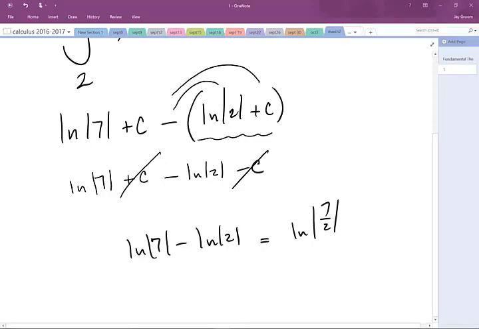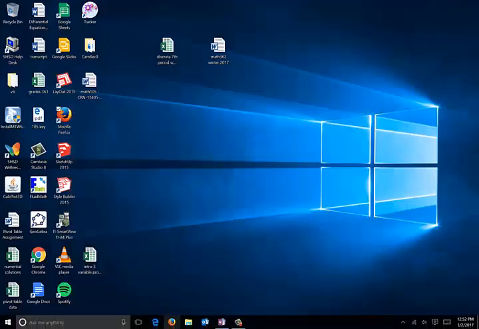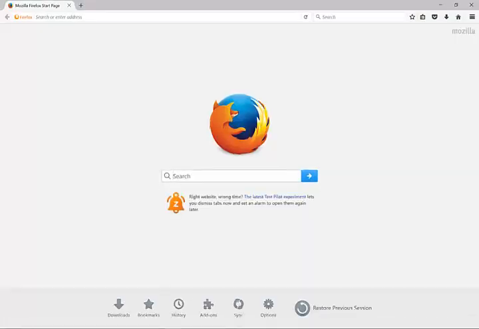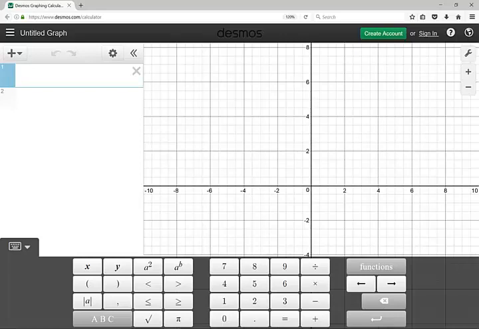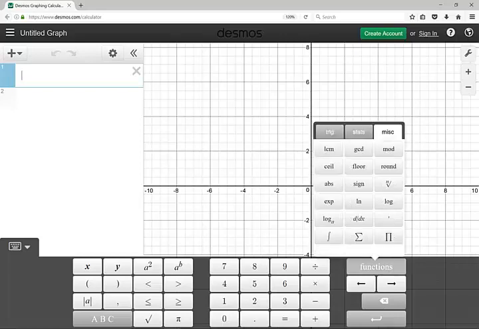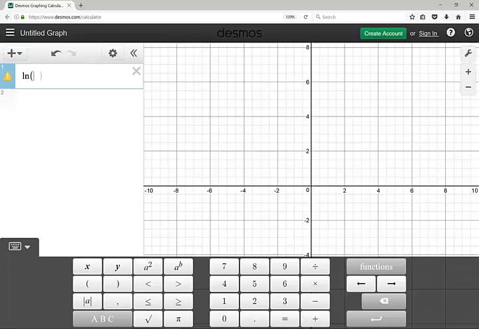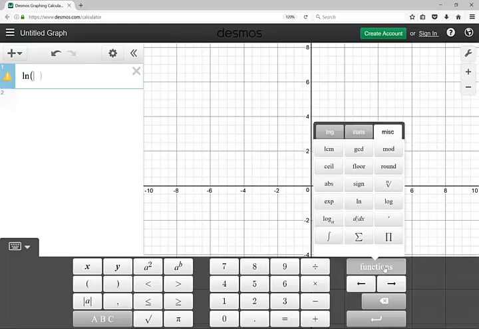Now, again, this is what Mr. Groom does. I whip out the old Desmos because that's what I do. All right, so a little ln action here. I can't figure out where ln is. Oh, ln of, wait for it, back into functions. Where's absolute value? Oh, there it is. There we go.